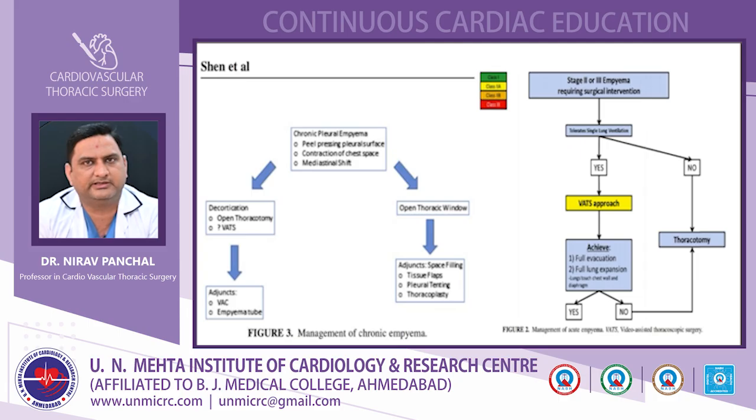If the patient is good enough to tolerate single lung ventilation, we can plan the VATS procedure, and if we achieve full evacuation with full lung expansion, we can manage this patient with VATS. If he is not able to expand the lungs fully, we may need to convert him to thoracotomy. Or if the patient is not able to tolerate single lung ventilation because of very poor pulmonary function, then we need to plan thoracotomy in the initial phase only.